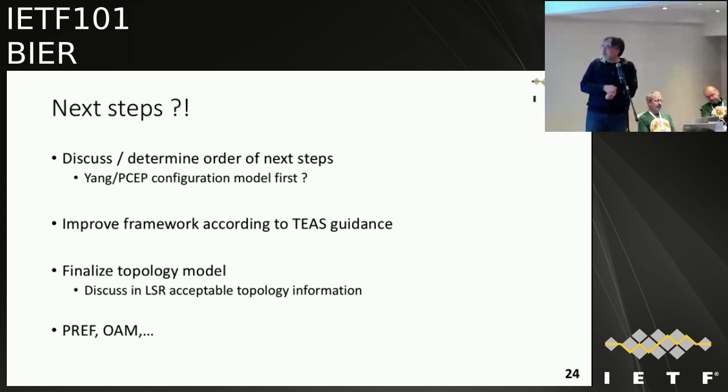So discuss and determine the order of the next steps. For me, building the YANG model for the topology, configuring the BIER domain, seems like the first step. Then the PCEP protocol to control from a controller, and then slowly trying to figure out where to go with the IGP. And then, of course, improve the framework according to guidelines from TEAS. And then all the cool things about PREF and OAM that we'll talk about in the next presentation.